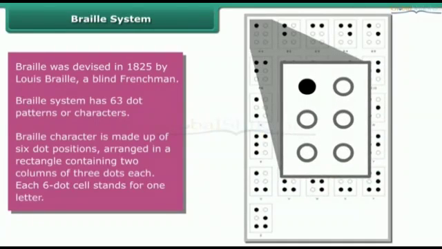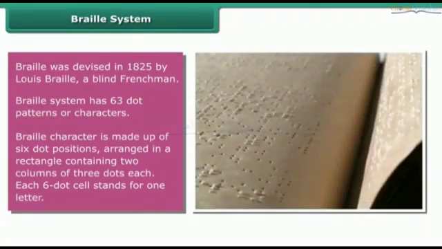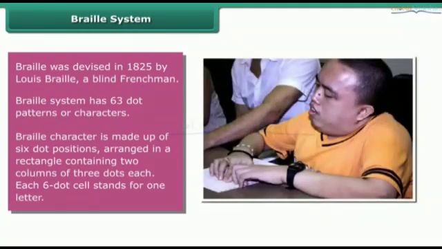A Braille character is made up of 6 dot positions arranged in a rectangle containing 2 columns of 3 dots each. Each 6 dot cell stands for one letter. Each character represents a letter, a combination of letters, a common word or a grammatical sign. Visually challenged people learn the Braille system by beginning with letters, then special characters and letter combinations.